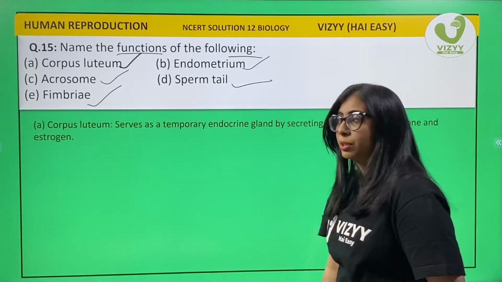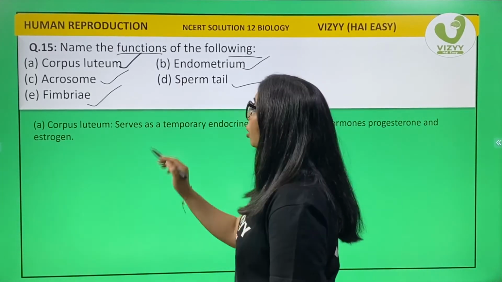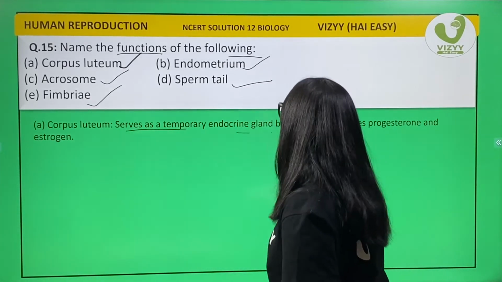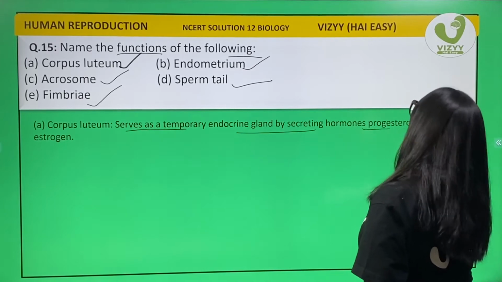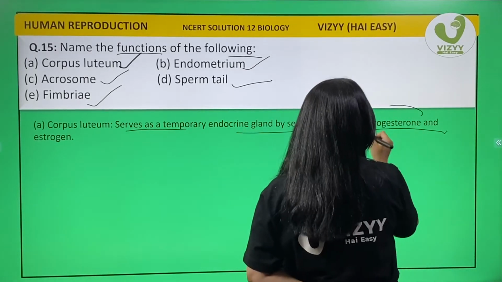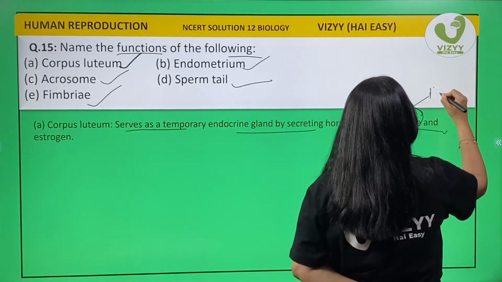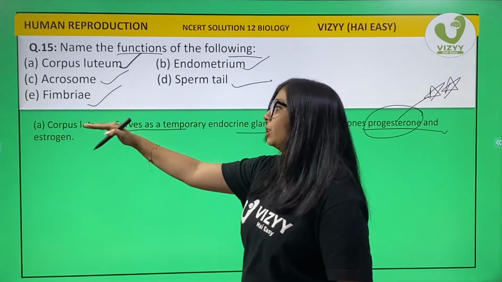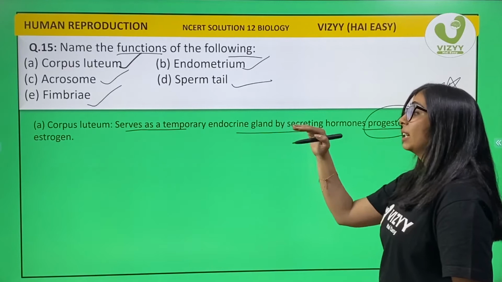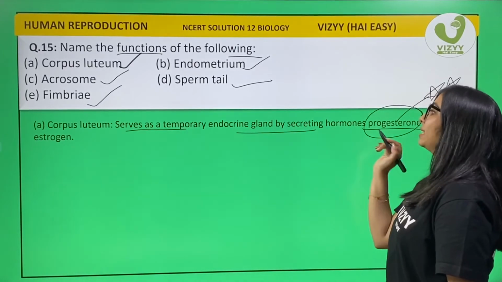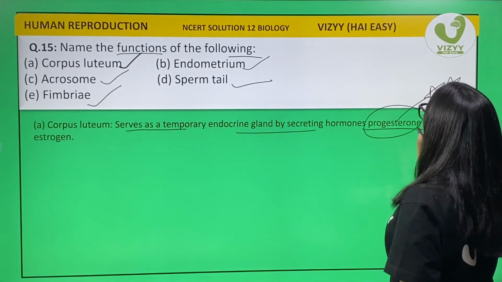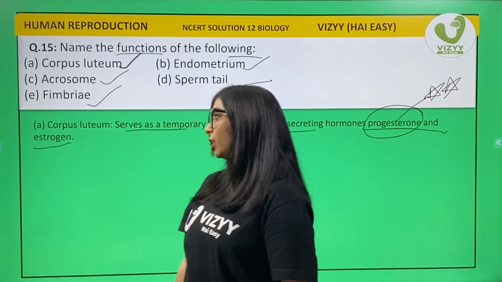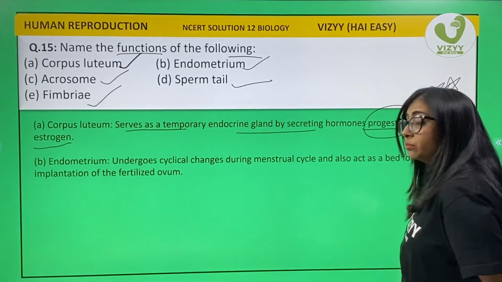What is corpus luteum? Corpus luteum serves as a temporary endocrine gland by secreting hormone known as progesterone. Students, this is very, very important. Please note down that corpus luteum serves as a temporary endocrine gland by secreting a hormone known as progesterone and estrogen. Now, going ahead.